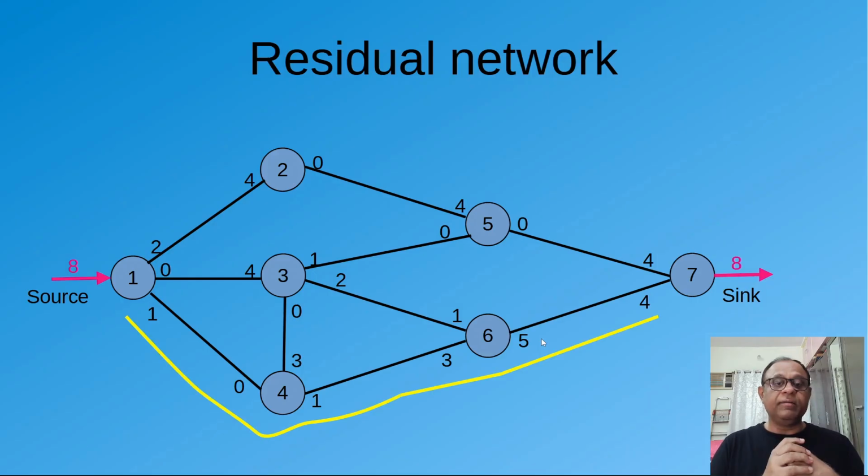Now finally, we put one more augmenting path, that is 1, 4, 6 and 7. Again here, if you go to see, the minimal is at two places.